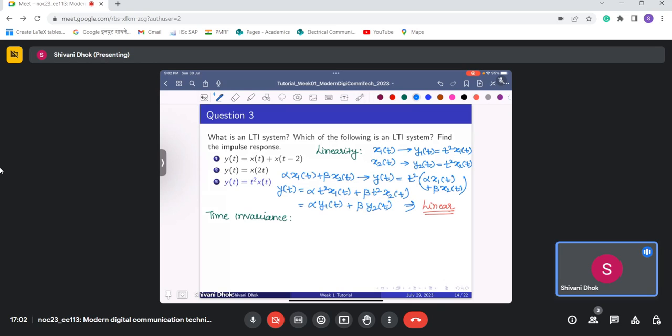So what we have here is, first we'll shift input, that is x of t minus t naught. Now note, only input is being shifted, not output. That is, only this part is getting shifted. So what we have here is y1(t) is equal to this t square remains as it is, and the input is getting shifted, so that is x of t minus t naught.